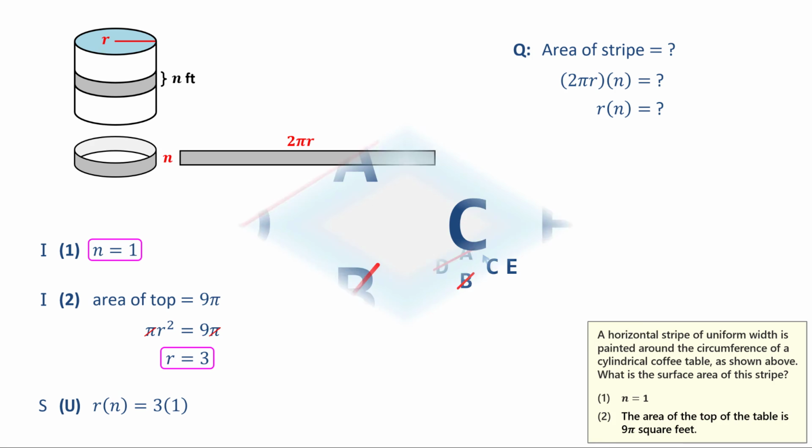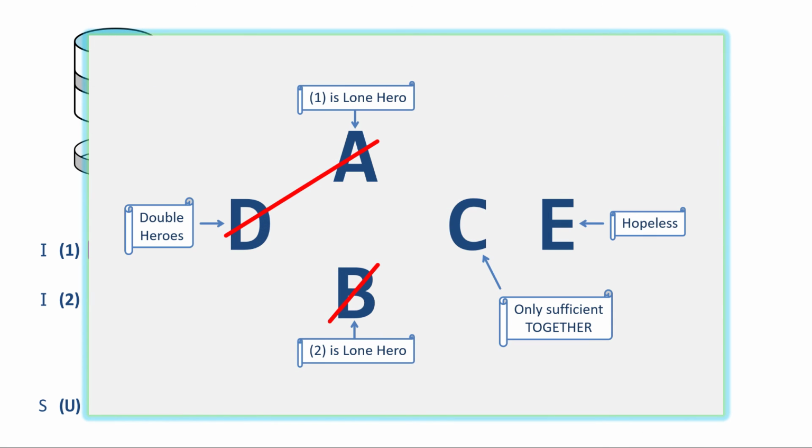Let's enlarge the Dabsey grid one last time so that we can pick the final answer. We have seen that statements 1 and 2 are only sufficient together, so the answer is C.